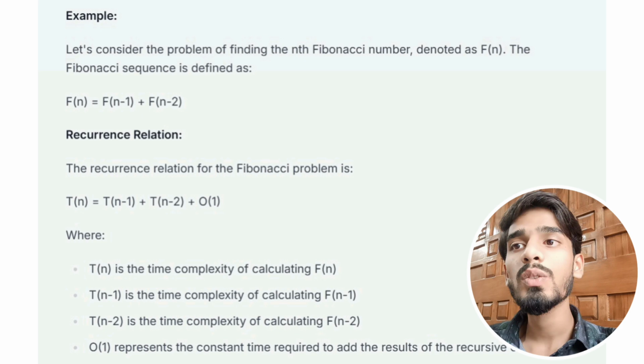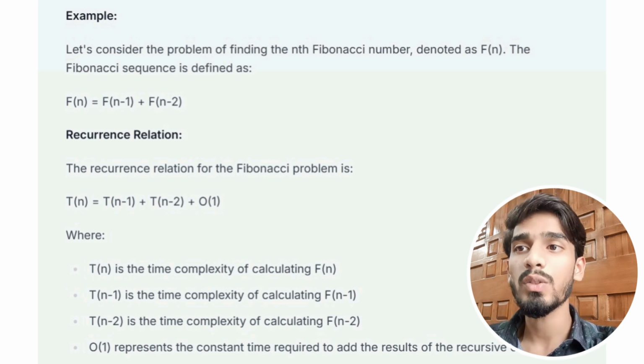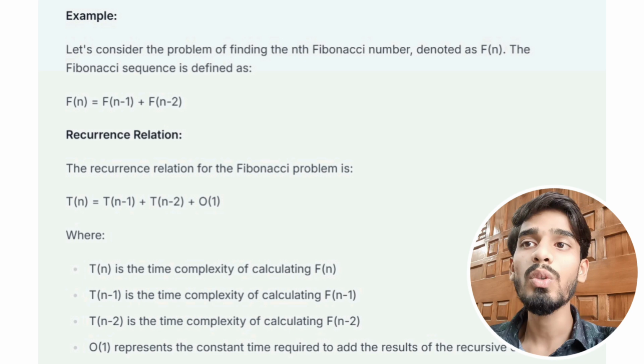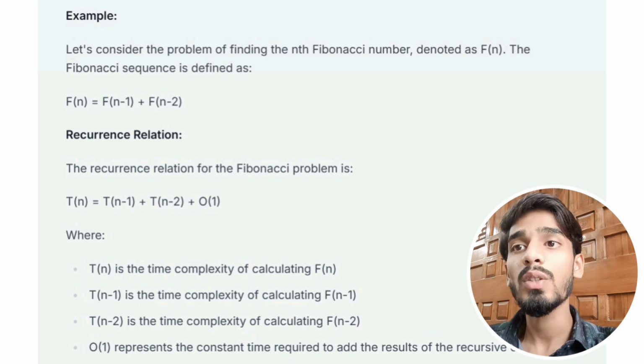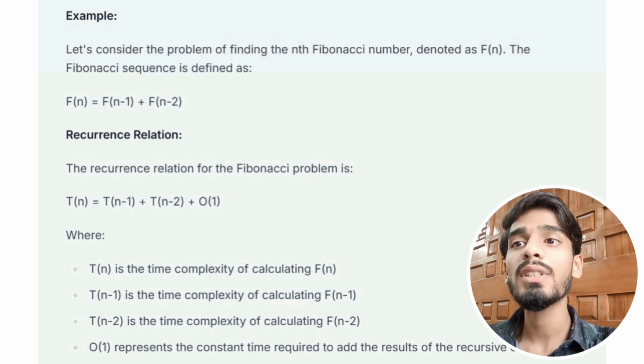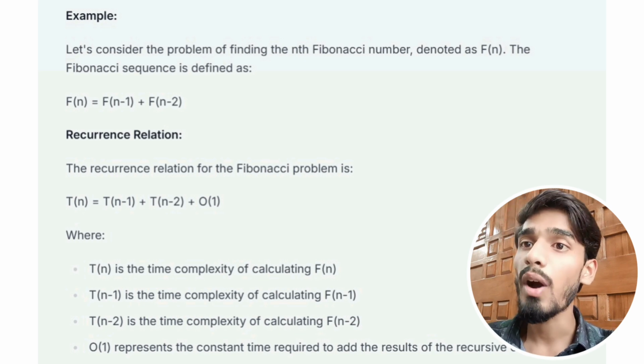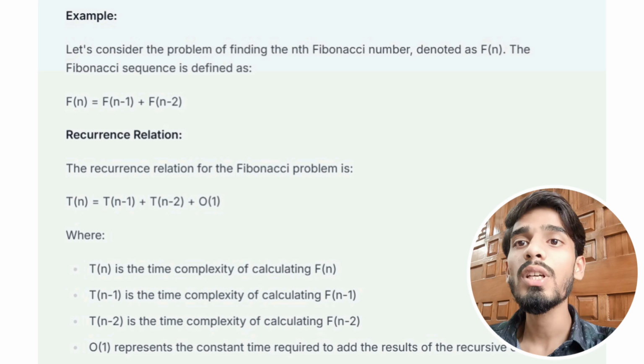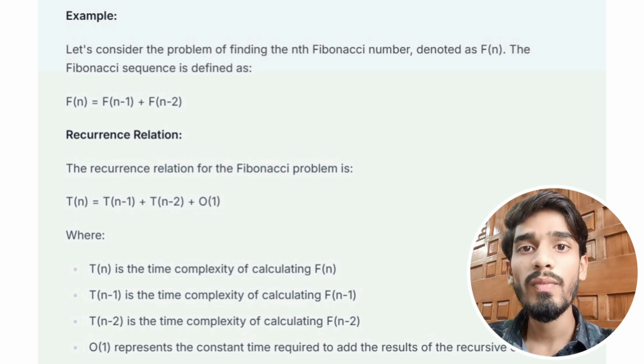T(n-1) is the time complexity of calculating F(n-1). T(n-2) is the time complexity of calculating F(n-2). And at the last, O(1) represents the constant time required to add the results of the recursive calls.